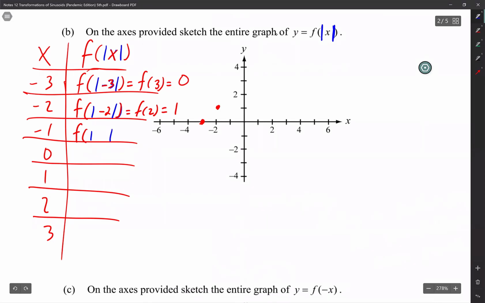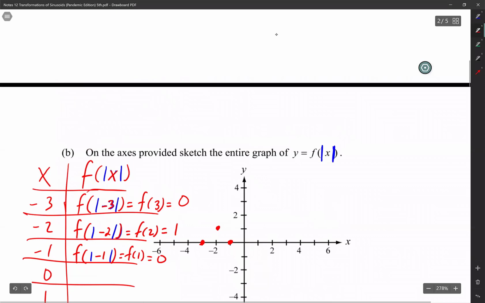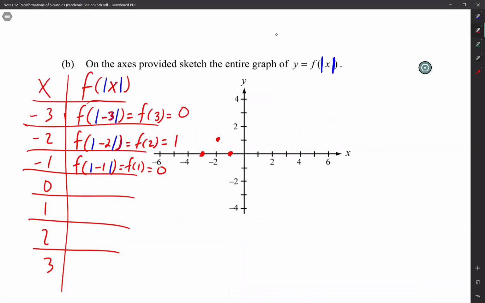Absolute value there, like so. -1. The absolute value of -1 is 1. And f of 1 was 0. So -1, 0. I think -1 was 0. I mean, f of 1 was 0. Let me check. Yep, it was. This one, absolute value of 0.